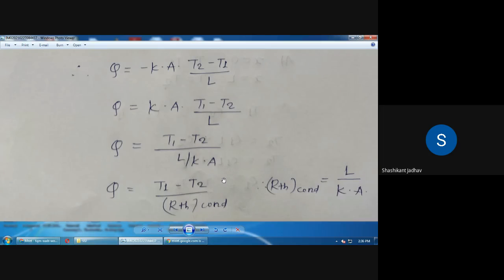Okay, so what is the final equation for the rate of heat transfer for the plane wall? That is K into A into T1 minus T2 divided by L. Then in the form of thermal resistance, what is the equation of the rate of heat transfer through the plane wall? That is Q is equal to T1 minus T2 divided by thermal resistance of the conduction. Then what is the value of thermal resistance of the conduction? That is L by K into A. Okay, so this is about the heat conduction through the plane wall.